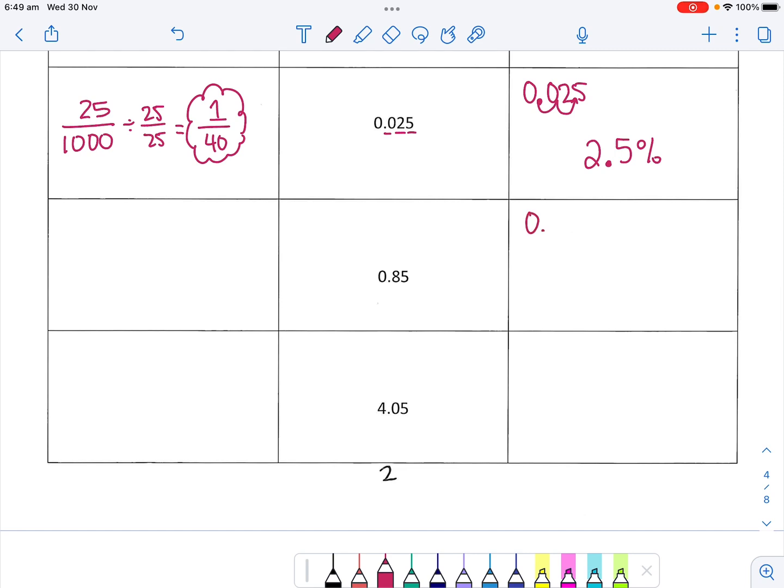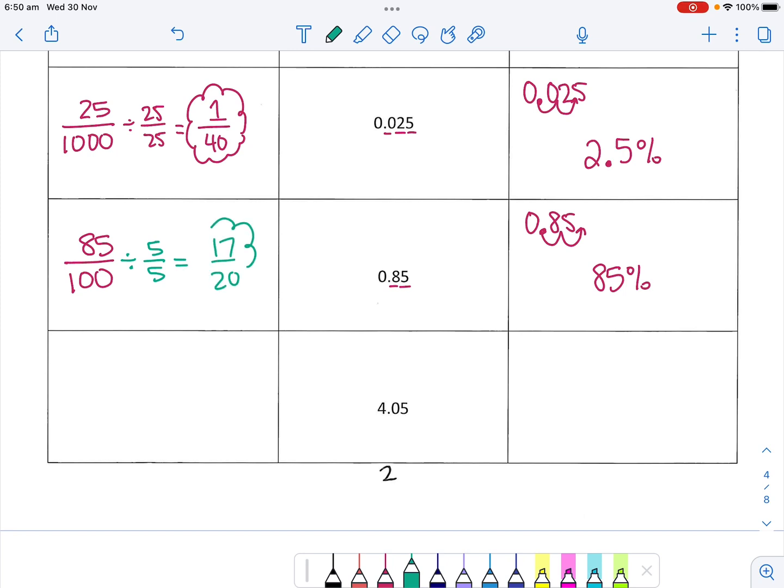0.85. This one only has 2 digits, so when I do my 2 jumps, I'm at the end of the number. So 1, 2 jumps is going to be 85%. And then 2 decimal places is going to be 85 over 100. I divide by 5, and I get 17 over 20.